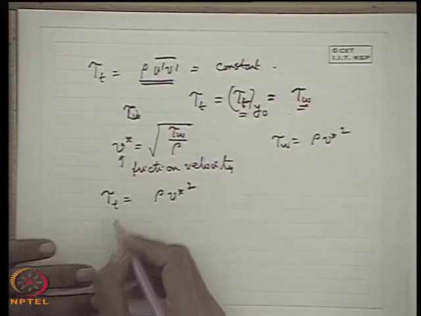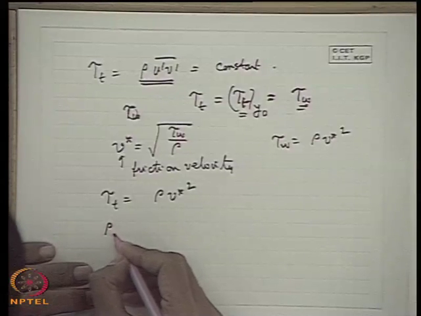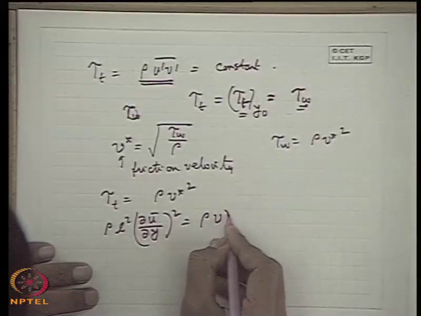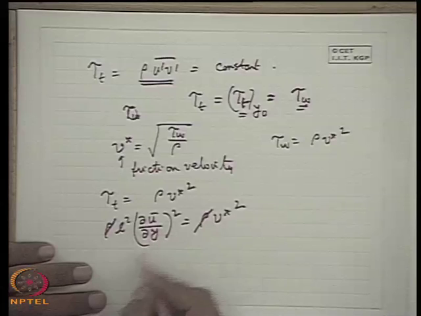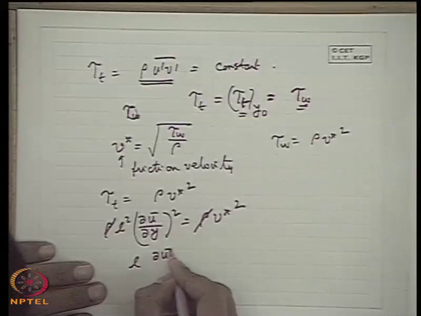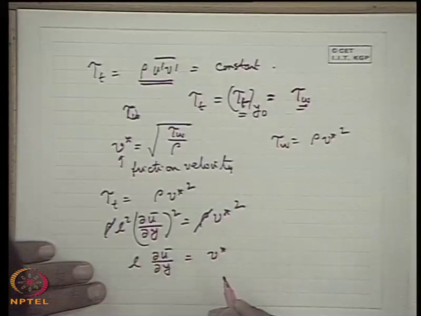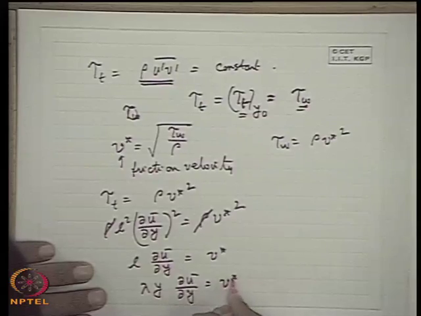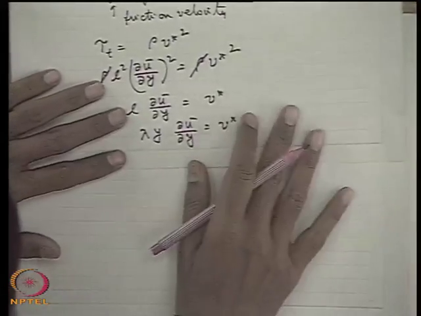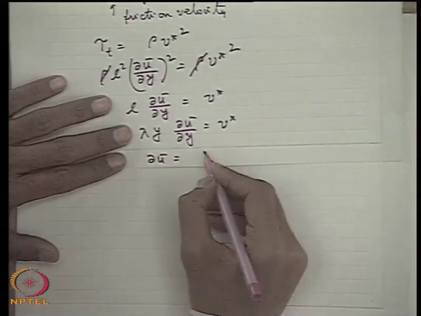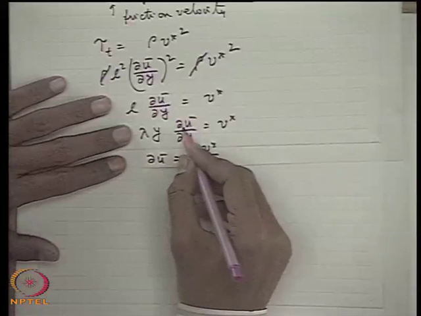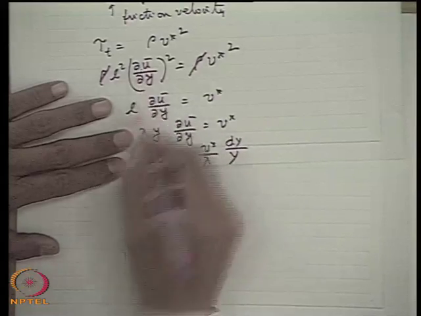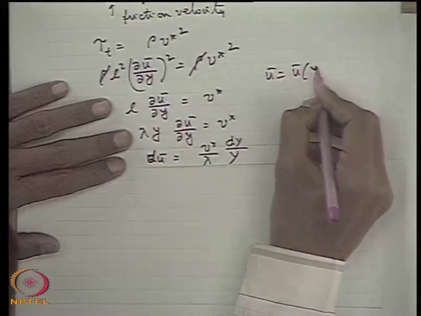Now tau t we can write in terms of the Prandtl mixing length theory, rho L square del u bar by del y whole square. Using the Prandtl mixing length, this equals rho v star square. Rho cancels. Now if you take the square root on both sides, L del u bar by del y is equal to v star. Now L is lambda y, so lambda y del u bar by del y is equal to v star. After this we can write del u bar is equal to v star by lambda times dy by y. Here u bar is a function of y only in one dimensional parallel flow.